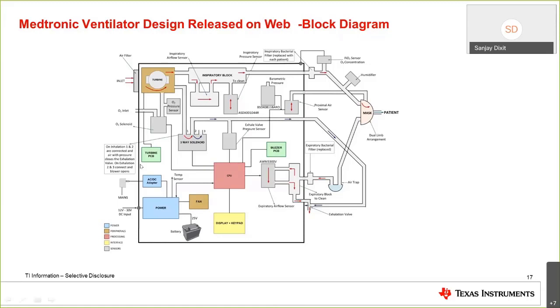A ventilator has, of course, to measure all these things and run the turbines and so on, so it has a CPU, and it has a fan. Because it is life-saving equipment, this is very important. Also, some alarm is triggered.